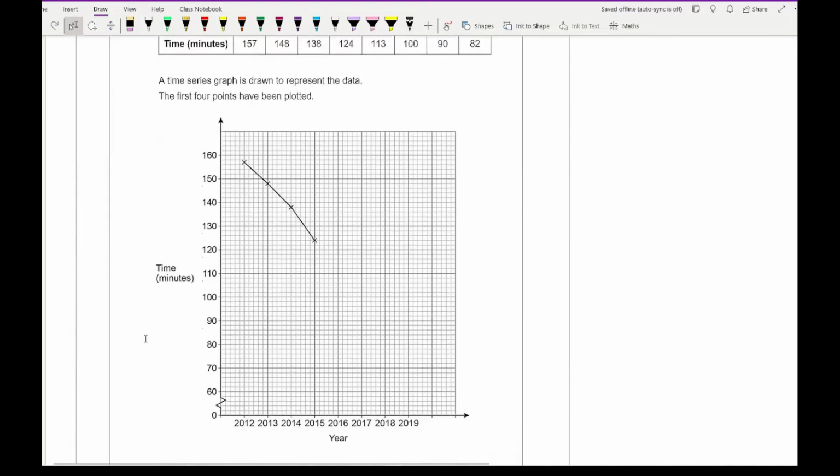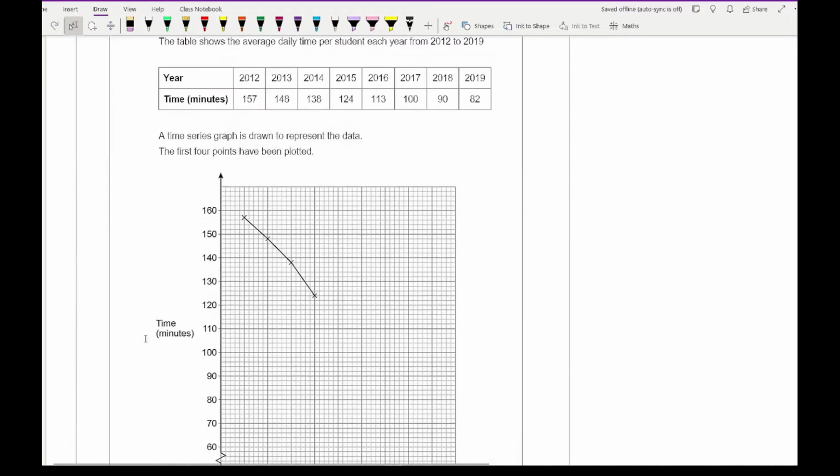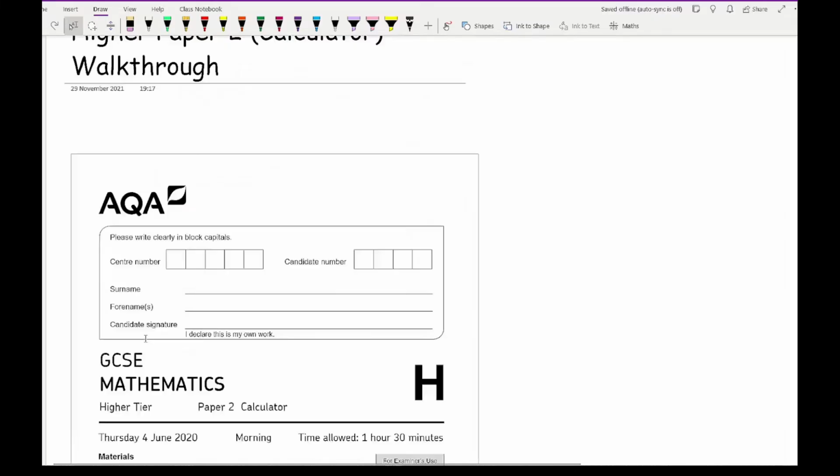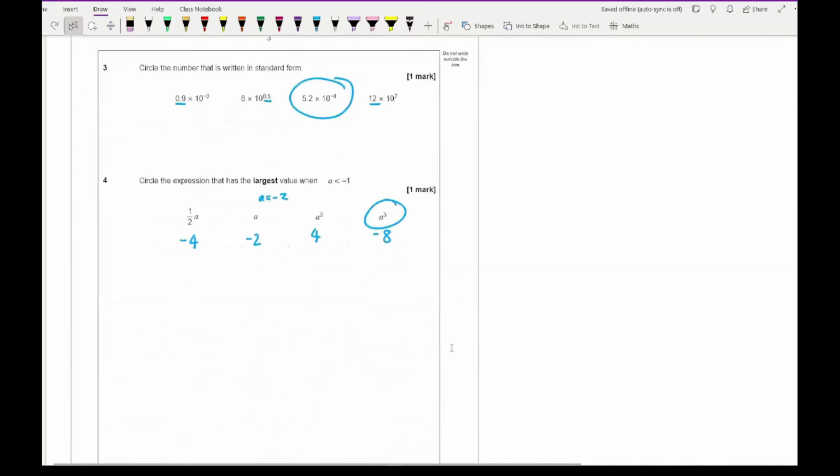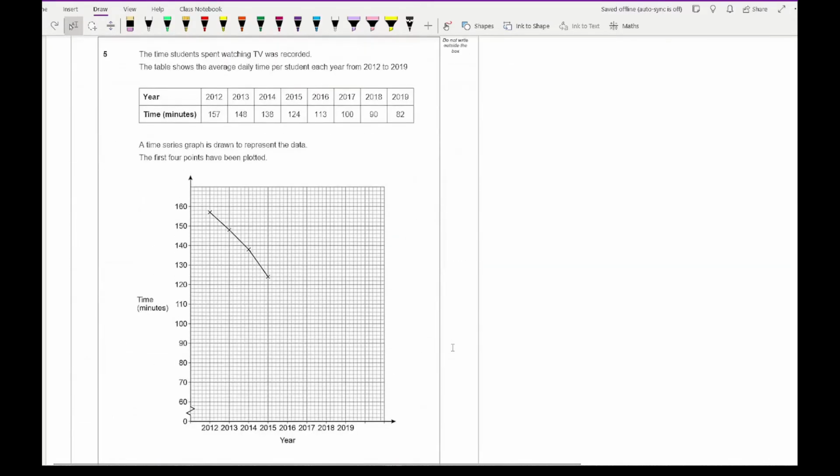So what I need to do is zoom out a little bit and watch it reset. Just go back to this question and let's have a look at plotting. Now, with regards to this, it's always important that you look at what the previous plots are doing.